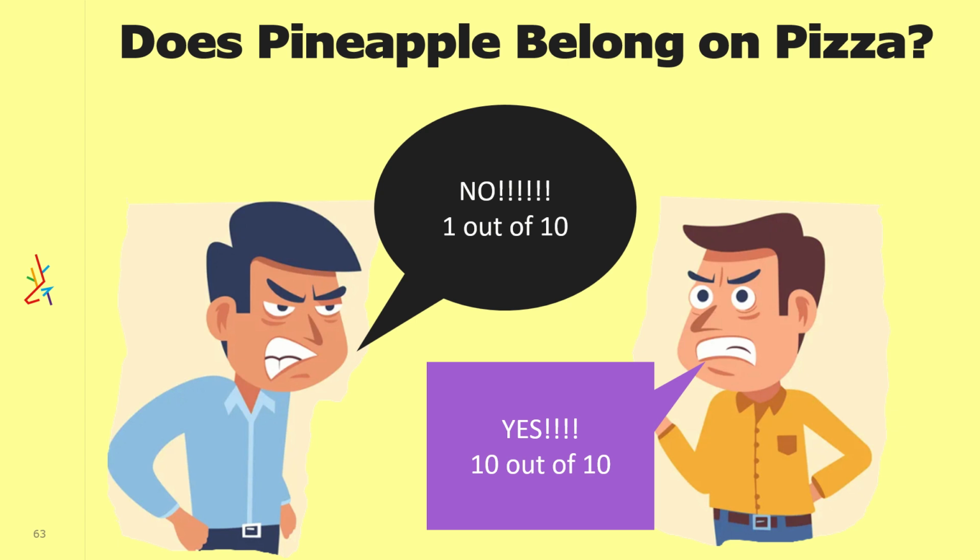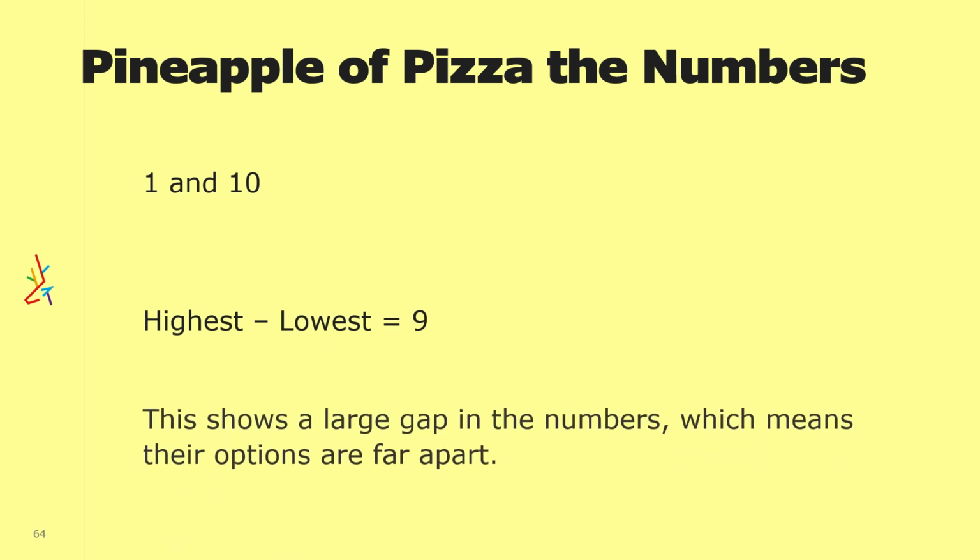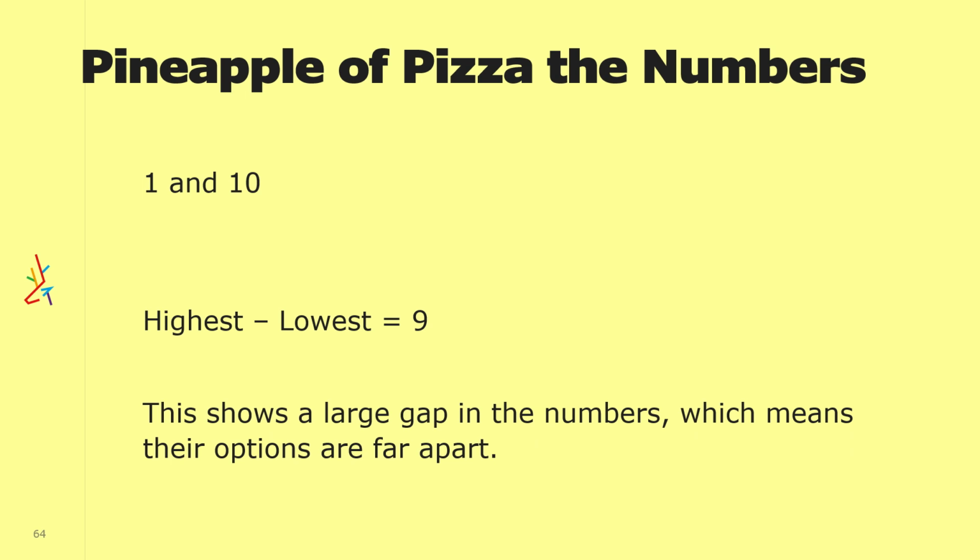Well, we know they're disagreeing, you can see that. How does that play out with the numbers? Well, one person gave it a 1 out of 10, the other person gave it a 10 out of 10. Highest take away the lowest equals 9. It shows the big gap in numbers. The numbers we started with were 1 and 10. The gap between them is 9.